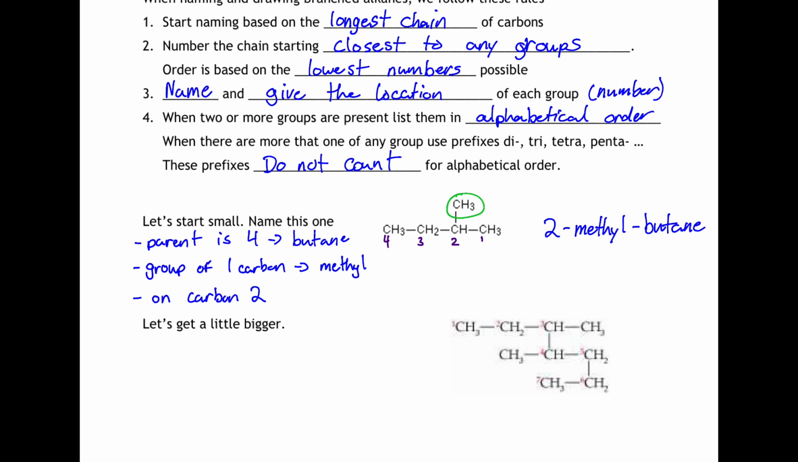So we think about it kind of backwards the way we construct them. We look, okay, it's a butane. I got a 4 carbon chain. A methyl group. I have a single carbon group stuck on the 2nd carbon. That's how that goes. All right, we're going to get bigger.